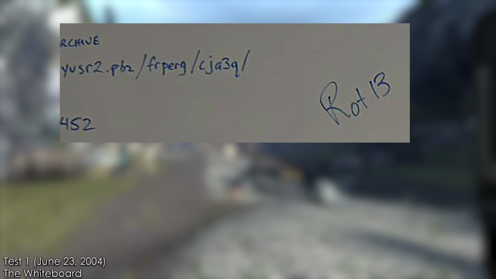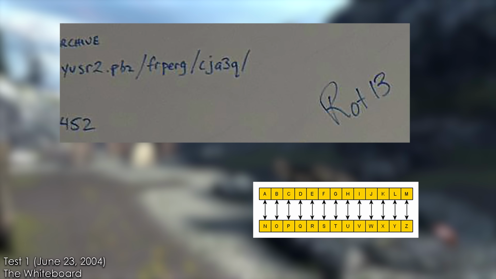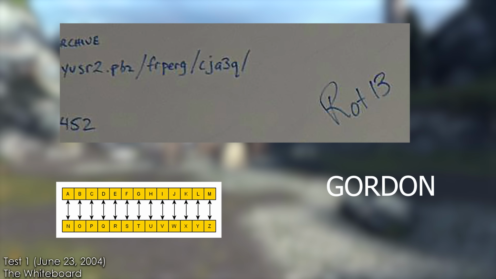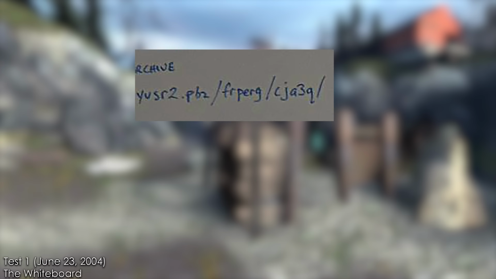Now, what is ROT13? After a quick Google search, we can see that this is a simple cipher that replaces a letter with the 13th letter after it in the alphabet. For example, if we look at the word Gordon, encrypting it with ROT13 turns the name of our favorite scientist into this. Anyway, back to the top left of the whiteboard that Merc pointed out. When reversing 13 letters of what is shown, this string of random characters turns into this.